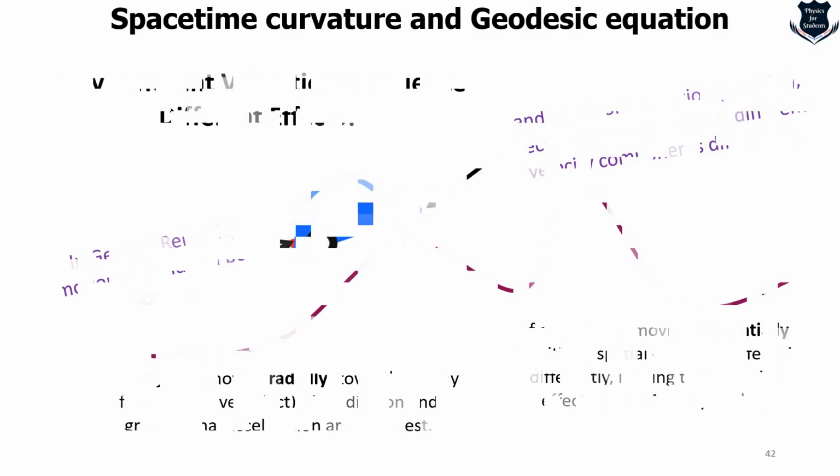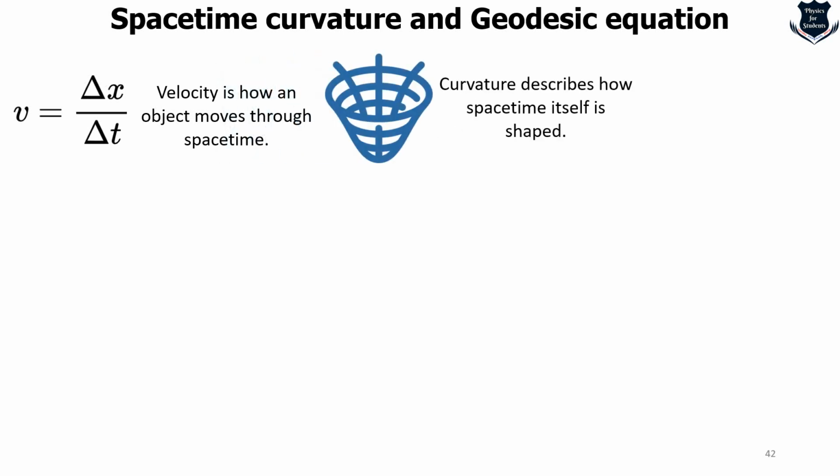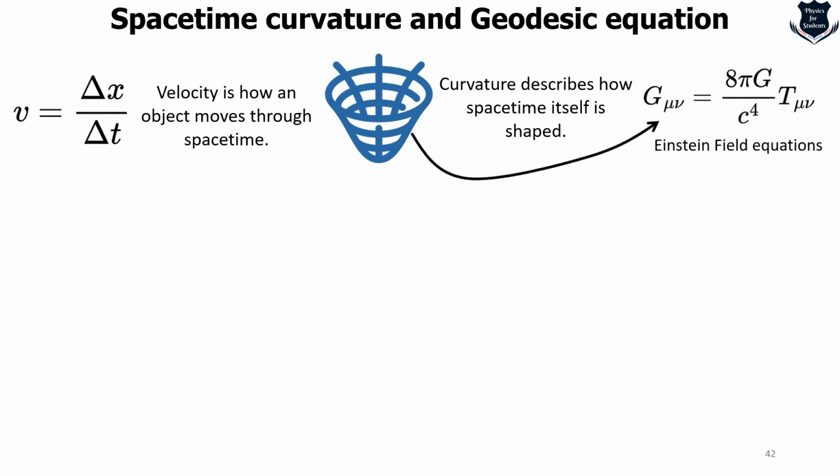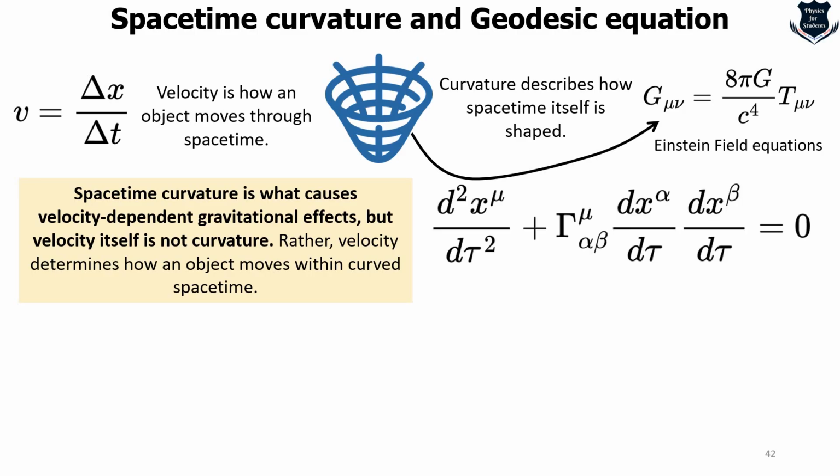So from here, what we can say finally, after looking at all those mathematics, is that velocity is how an object moves through space-time. And here, curvature describes how space-time itself is shaped. This curvature features in Einstein's field equations. And remember, space-time curvature is what causes velocity-dependent effects, but velocity obviously is not the curvature.